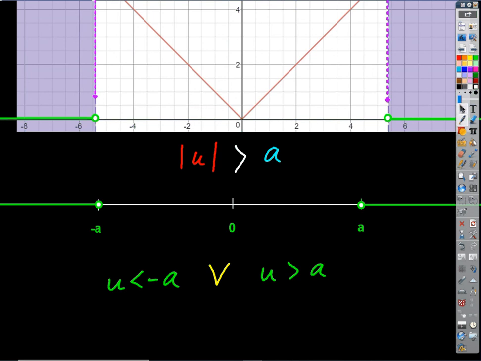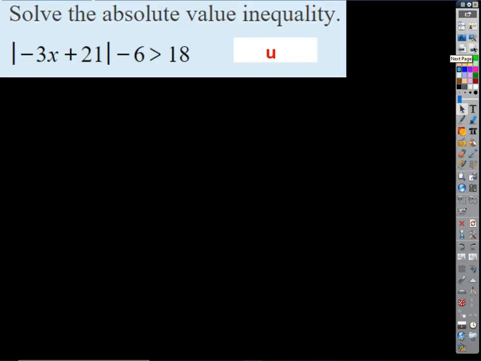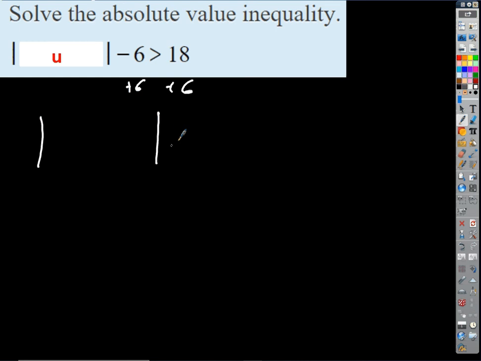So let's try one. So what do I do first? Let's ignore what's inside. Gotta isolate first. So add 6. Only one step necessary to isolate the absolute value. So if I add 6, I get the isolated absolute value is greater than 24, right? So now whatever's inside, we can look.